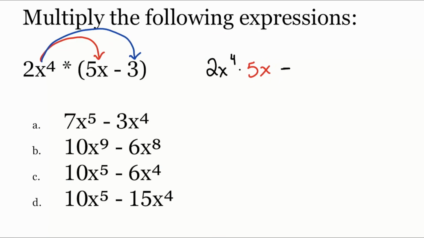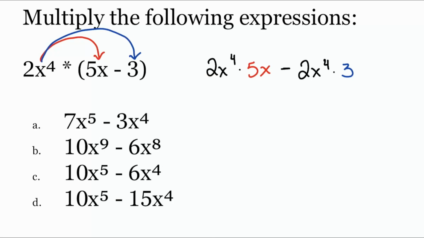And then from there, we have 2x to the power of 4 multiplied by that 3. Notice I'm not going to write negative 3 because I already thought about the sign right here. So be very careful about that. But nonetheless, we have the 3 there at the end. So now we'll move forward and perform our operation.